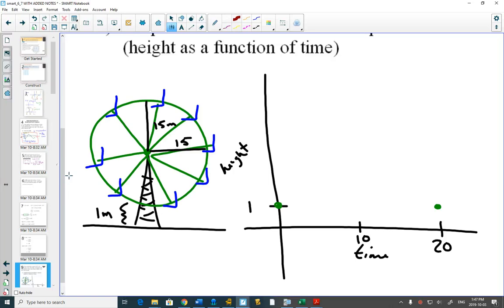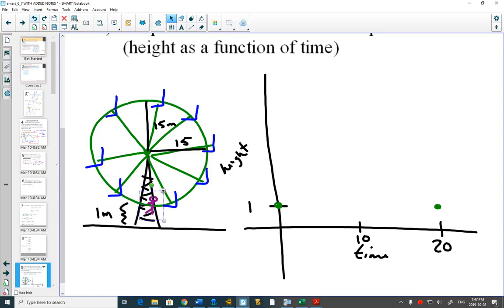Okay, where would you be? This is you. I'll draw. There you are. You're so happy to be on this ride. Here you are, starting at the bottom. 20 seconds. There we go. 20 seconds, you would go all the way around.